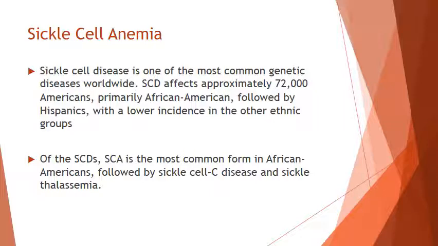Sickle cell disease is one of the most common genetic diseases worldwide. It affects approximately 72,000 Americans, primarily the African American population, and Hispanics also have sickle cell disease, with a lower incidence in other ethnic groups as well. Of the sickle cell diseases, sickle cell anemia is the most common form in African Americans, followed by sickle cell C disease and sickle thalassemia. We are not going to talk about sickle cell C or thalassemia.